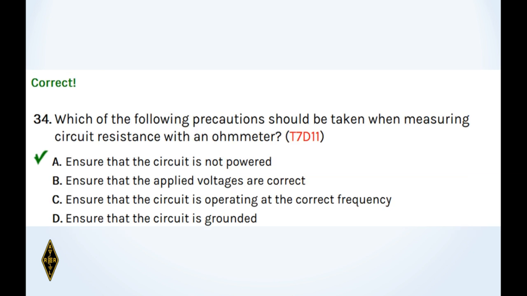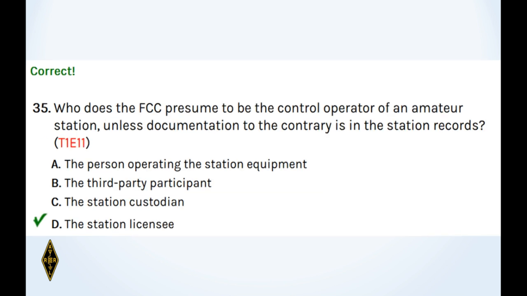And 34, which of the following precautions should be taken when measuring circuit resistance with an ohm meter? Well, ensure the circuit is not powered or you let the smoke out. And finally, who does the FCC presume to be the control operator of an amateur station? They assume it is the station licensee.